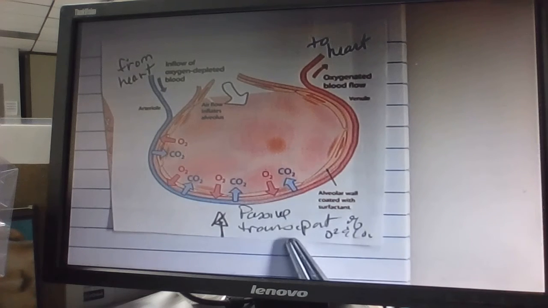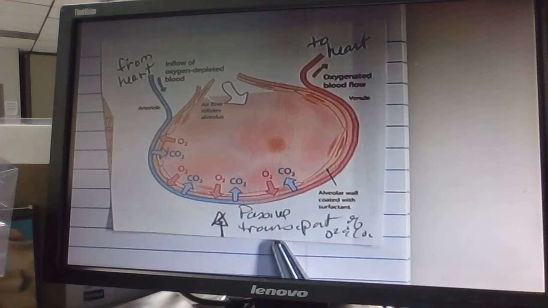This is passive transport of oxygen and carbon dioxide. What do you remember about passive transport? Okay, yeah, it's going to move in and out. It is a form of diffusion. It's just called passive transport because it's happening passively.